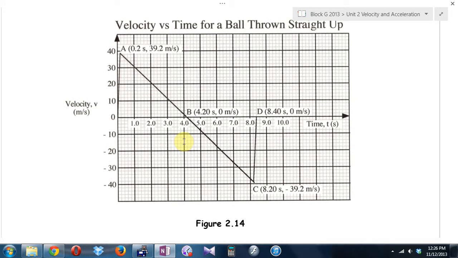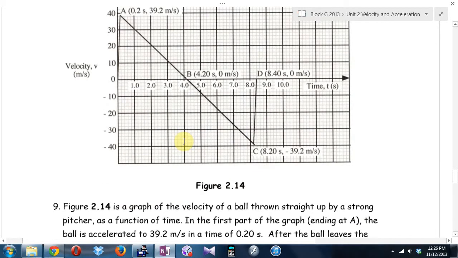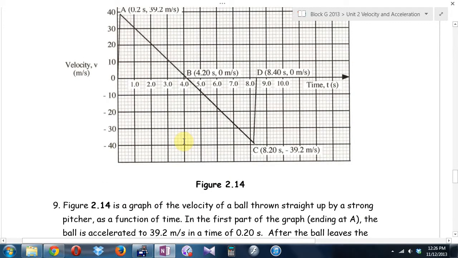Okay. Find this little graph here. It says, this is a graph of a velocity of a ball thrown straight up by a strong pitcher or baseball player as a function of time. In the first part of the graph, ending at A, the ball is accelerated to 39.2 in a time of 0.2 seconds. That's the throw.